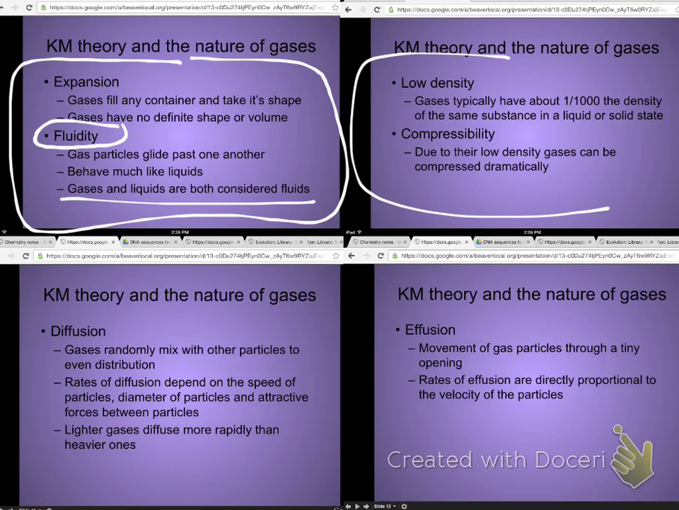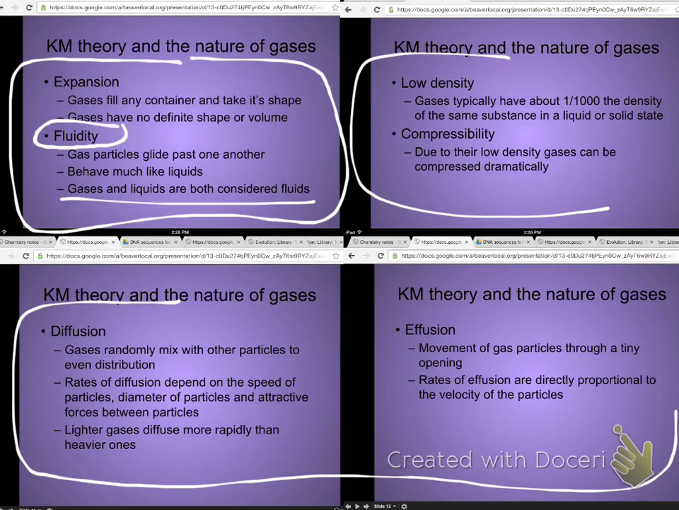Low density and compressibility. Well, we just talked about that. Gases are really, really, really not very dense at all. And because of that, you can compress them. You can make them more dense. You can push more gas into the same volume and compress it. Now, these 2 are the ones that may not have been a duh for you when you looked at the chapter on your own. So diffusion.